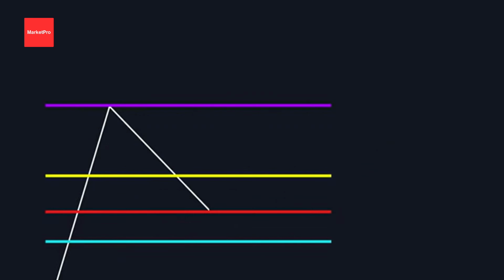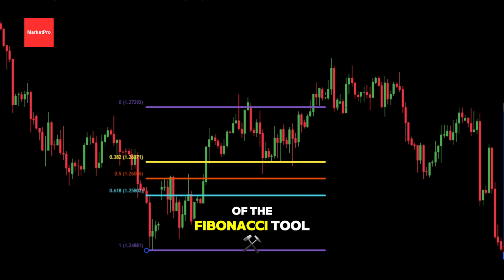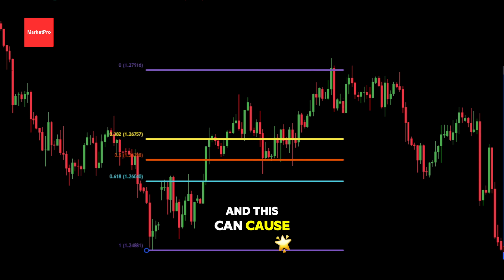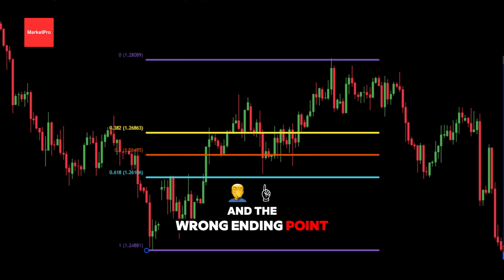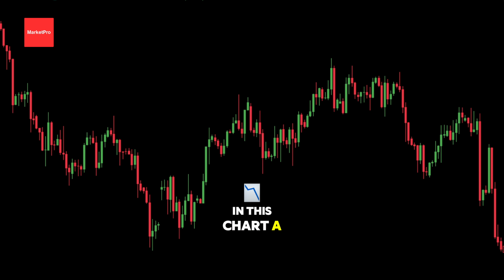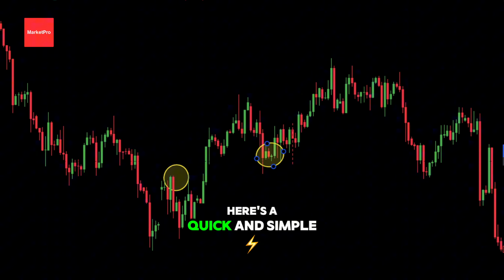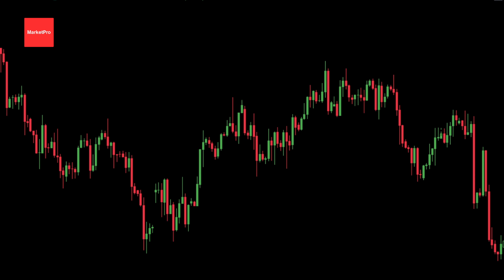Now, one of the biggest mistakes traders make when using the Fibonacci tool is not knowing where to have the starting point and the ending point of the Fibonacci tool. And this can cause a lot of problems, because if you use the wrong starting point and the wrong ending point, you'll get some bad losing trades, for example. In this chart, a lot of traders would get confused. Do you put it here? Do you put it here? Where do you put it? Here's a quick and simple way to know exactly where to put the Fibonacci, so you get the perfect starting and ending point every time.